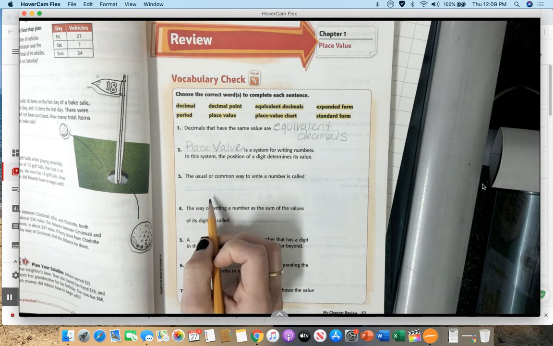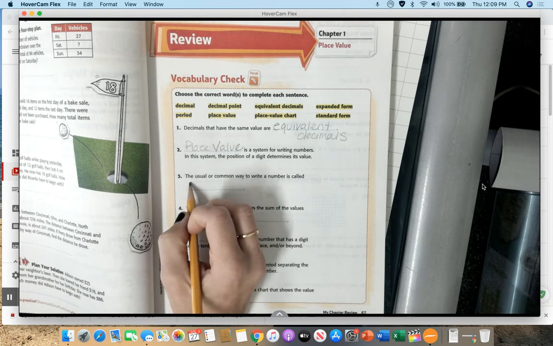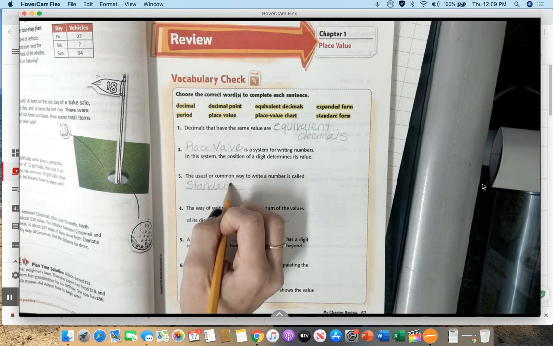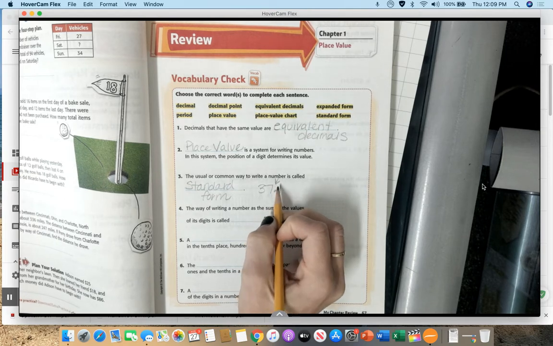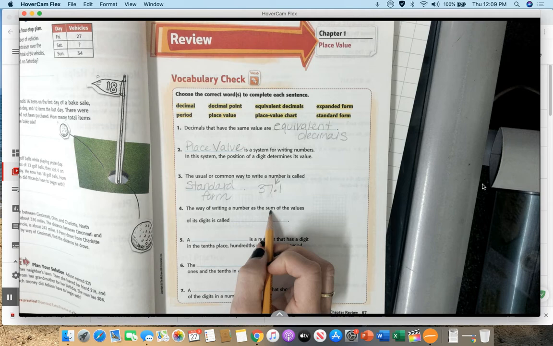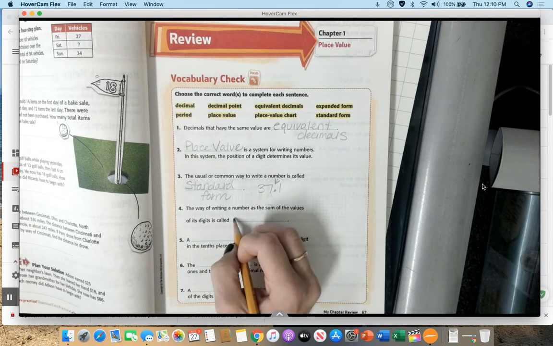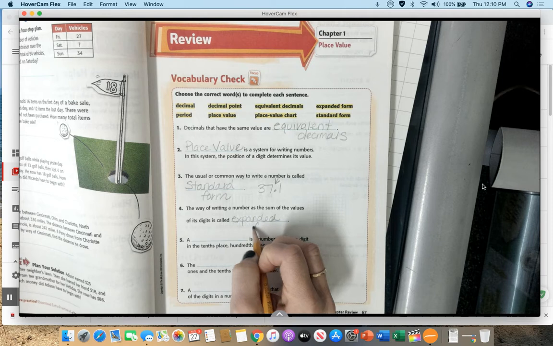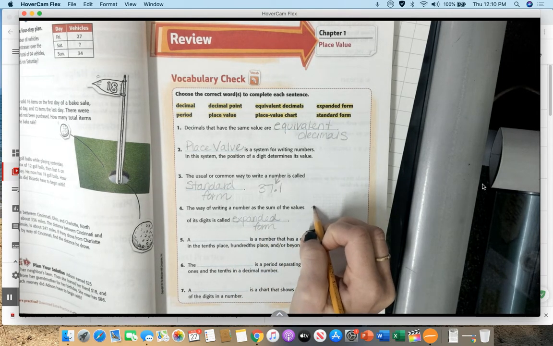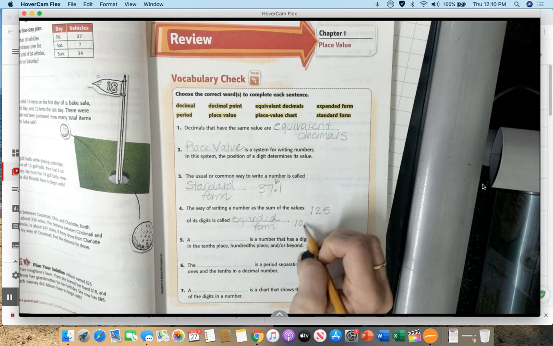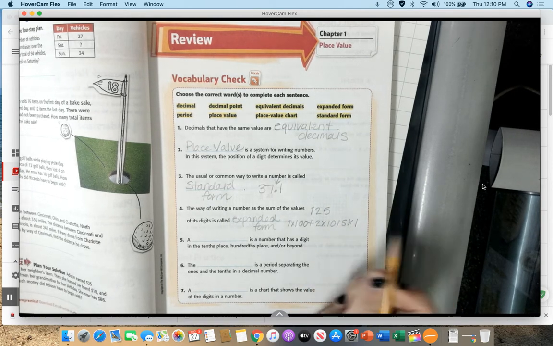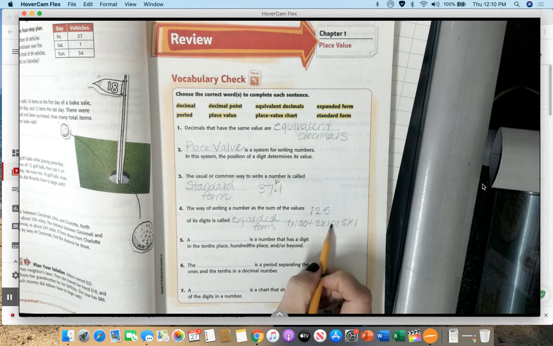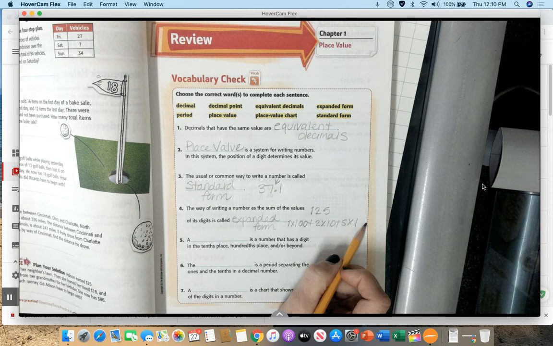The usual or common way to write a number is called standard form. So remember, standard form is like a number 37.1. It's written in numbers. The way of writing a number as the sum of the values of its digits is called expanded form. So when I take the number 125, I'm going to expand it by going 1 times 100 plus 2 times 10 plus 5 times 1. Because a 1 is in the hundreds place, a 2 is in the tens place, and a 5 is in the ones place.